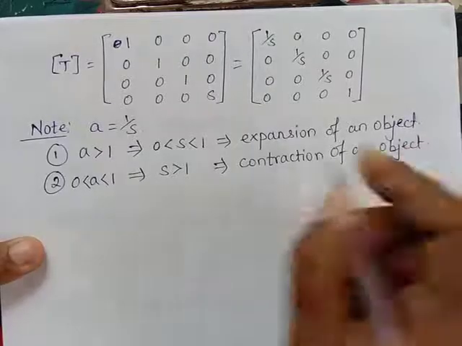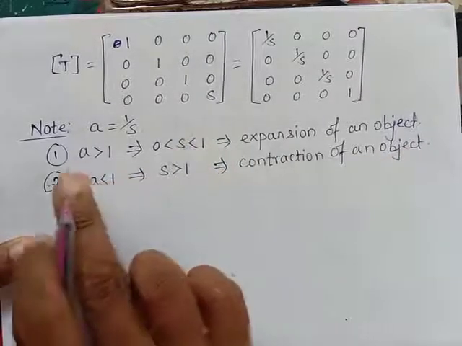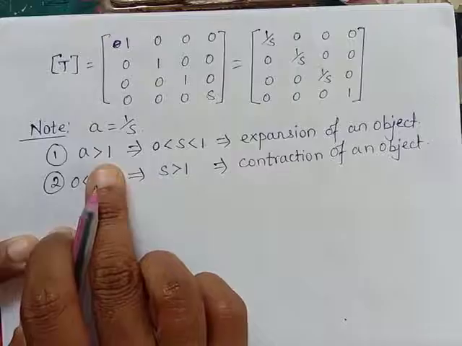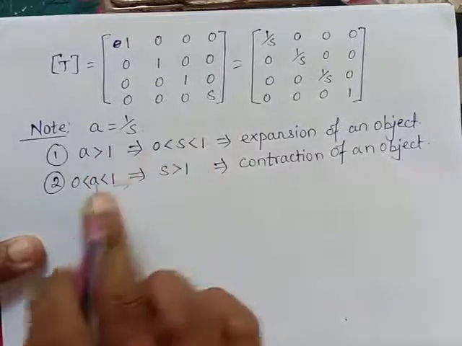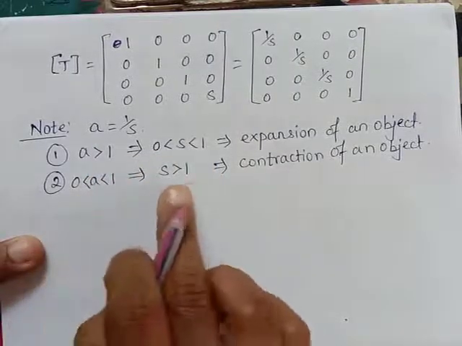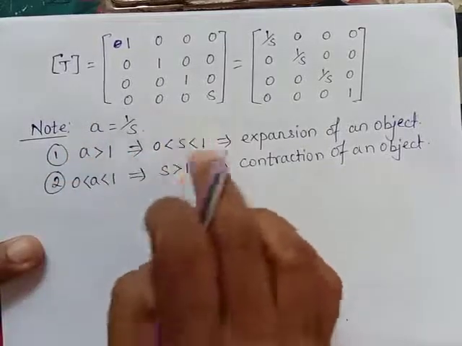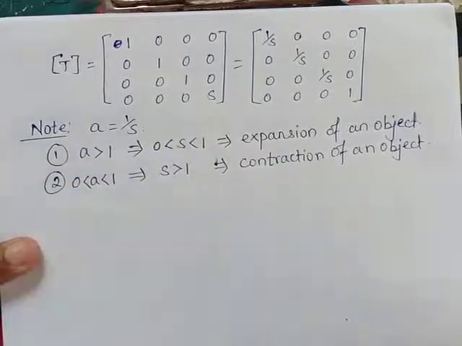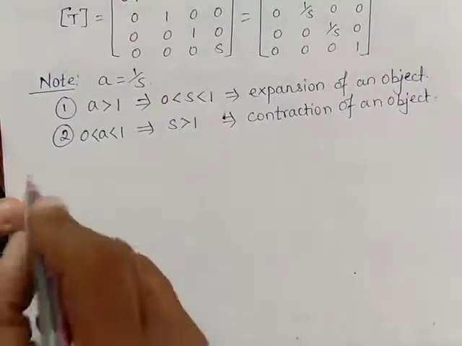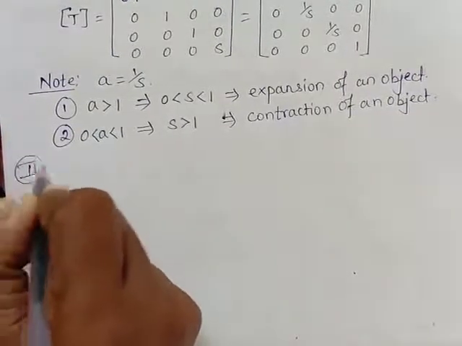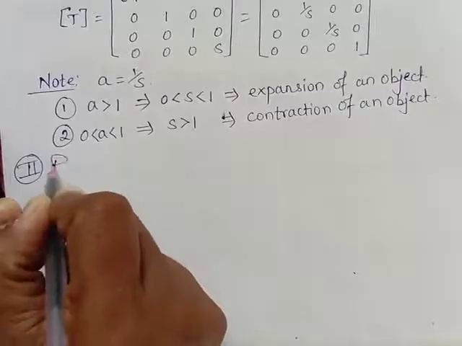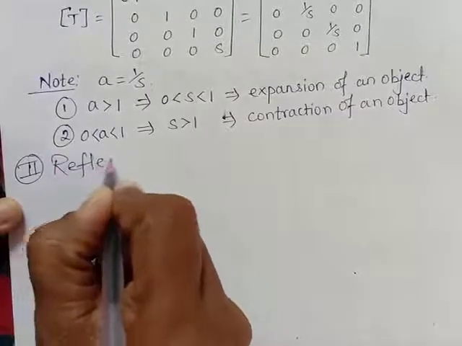These conditions are just opposite to each other. Here if a is greater than 1, then S lies between 0 and 1. If a lies between 0 and 1, then S is greater than 1. This is about uniform scaling, this is about overall scaling, remember it. Okay, now the second transformation, let's see about reflection.